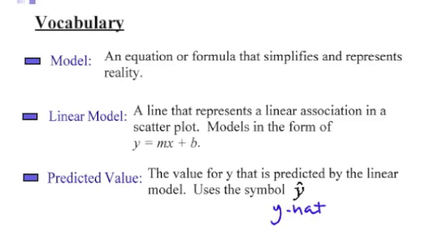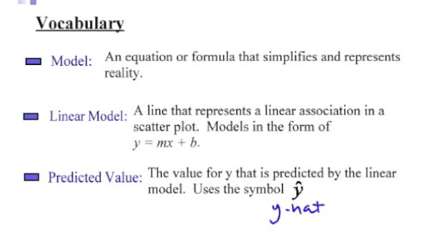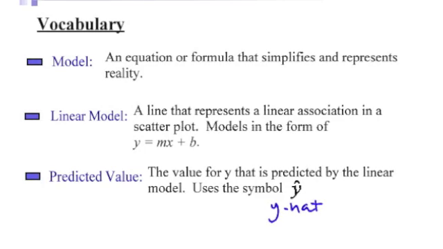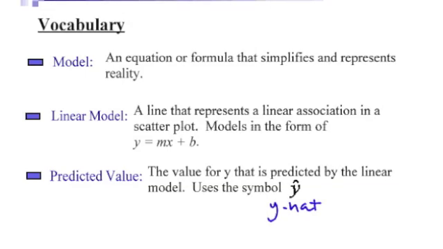Model: an equation or formula that simplifies and represents reality. Linear model: a line that represents a linear association in a scatter plot. Models in the form of y equals mx plus b. Predicted value: the value for y that is predicted by a linear model, using the symbol y hat.